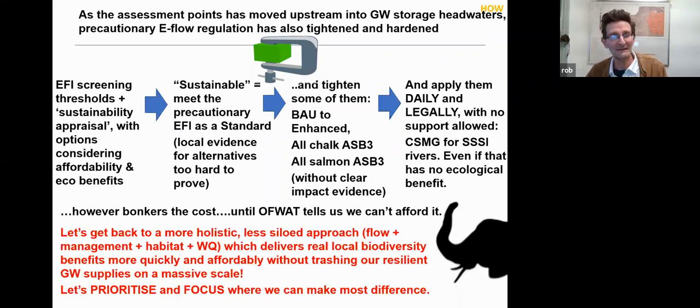And again, it's a plea to get back to a more holistic, less siloed approach, where you consider things more in the round, look at where you can actually deliver local biodiversity benefits more quickly and affordably, and try and do that without trashing our resilient groundwater supplies on a massive scale. So more priority and focus. And I think to a certain extent, we have to do that with some understanding as to how much money nationally we actually want to spend on this problem, and then work out where we can deliver the most benefit for that. Difficult, but I think we should try.